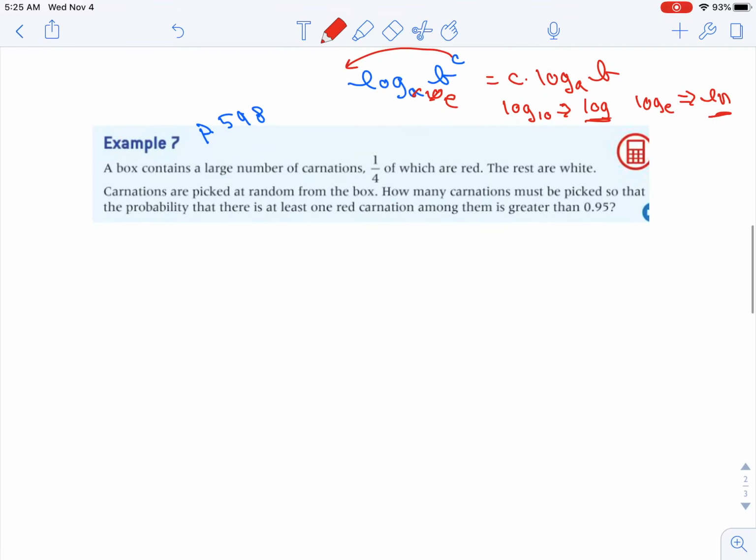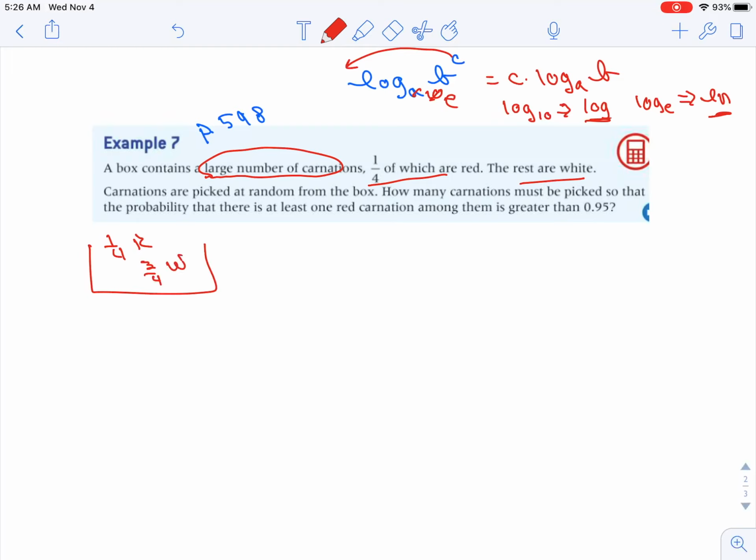Okay, so it says a box contains a large number of carnations. Now notice that they're not telling us how many carnations are in this box. It's just a really large number. A quarter of them are red and the rest are white. So here's my box. 1/4 of them are red, 3/4 of them are white.